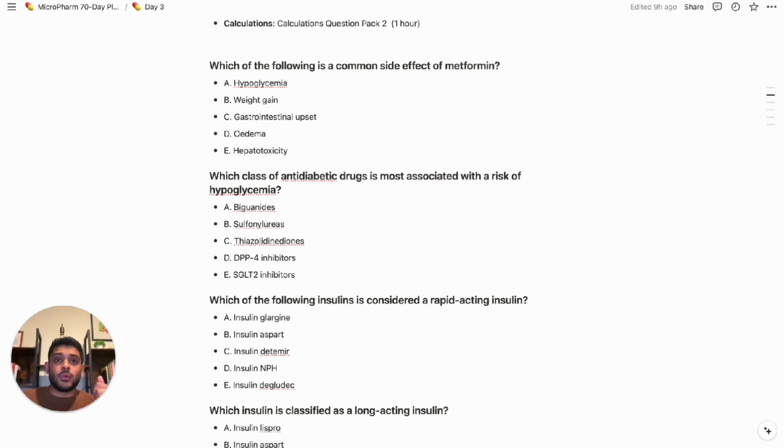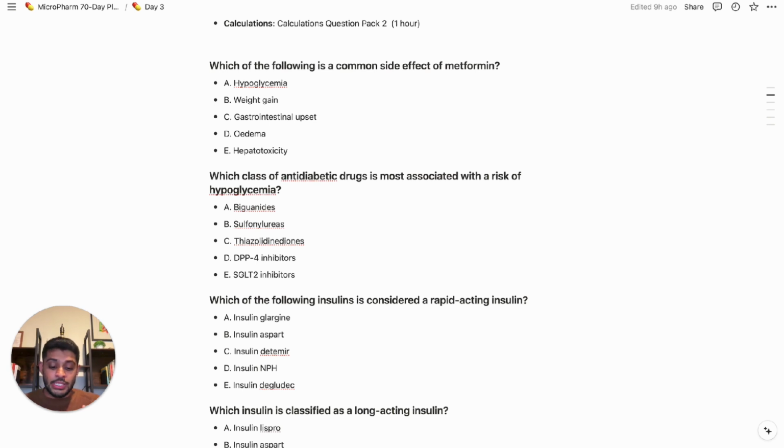The correct answer was B, sulfonylureas. The way sulfonylureas work is that they increase insulin secretion, leading to a higher risk of hypoglycemia compared to other classes like metformin. The one that's closest to sulfonylureas is DPP4 inhibitors because they inadvertently increase insulin secretion, but hypoglycemia is more prominent with sulfonylureas.